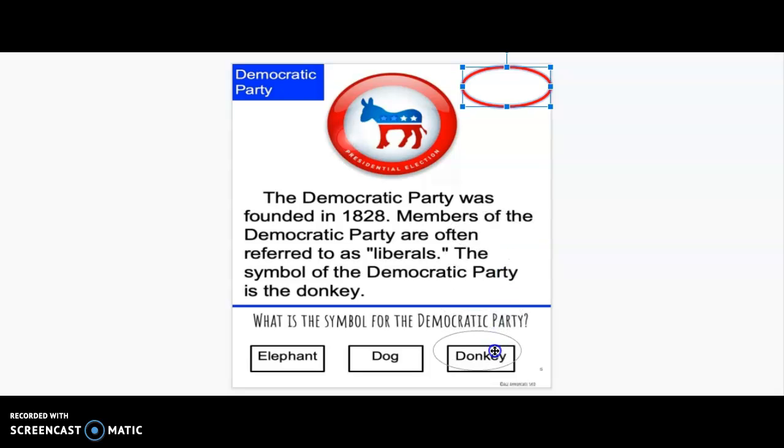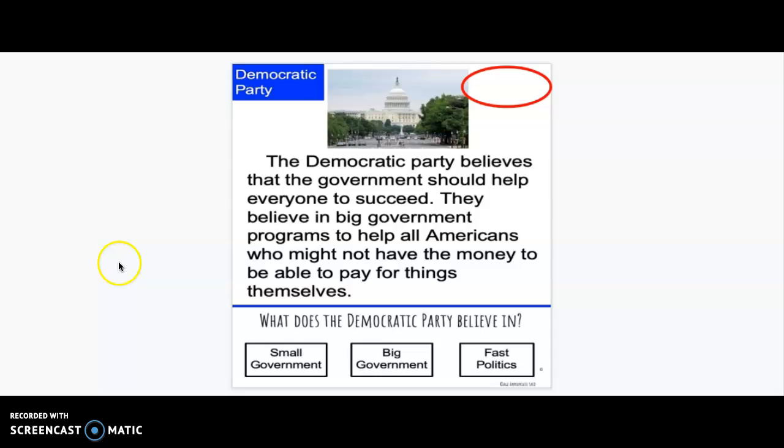That's right. It would be the donkey. That is what is in the picture, and that's what the text just told us, right? So the symbol for the Democratic Party is the donkey. Let's keep reading about the Democratic Party.